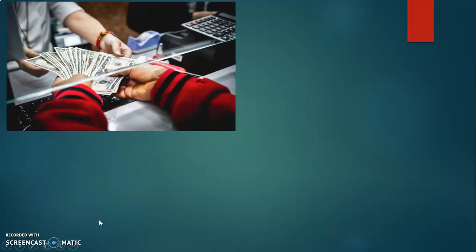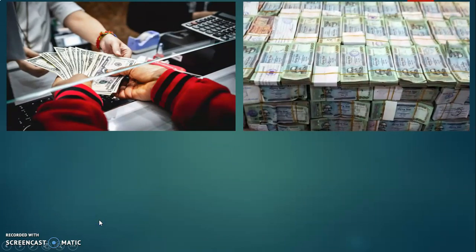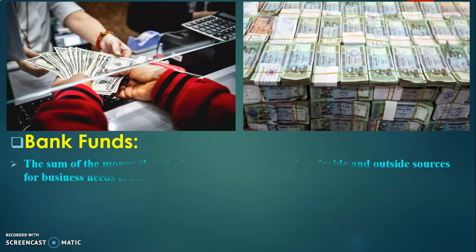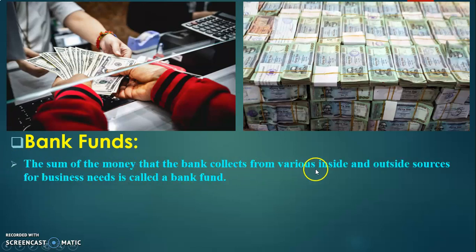So, this is another image of bank fund. This is the collection process of bank fund from customers, and this is the total fund of the bank. Now we learn what the bank fund is. The sum of money that the bank collects from various inside and outside sources for banking business needs is called a bank fund.